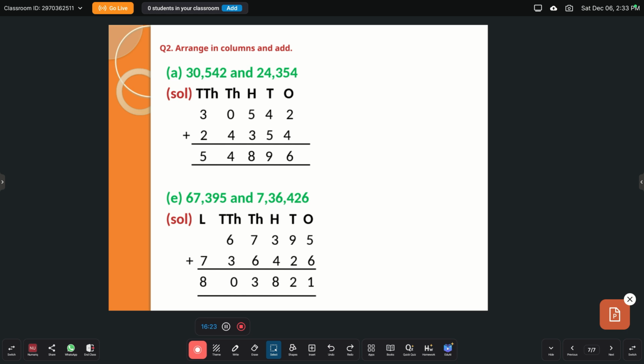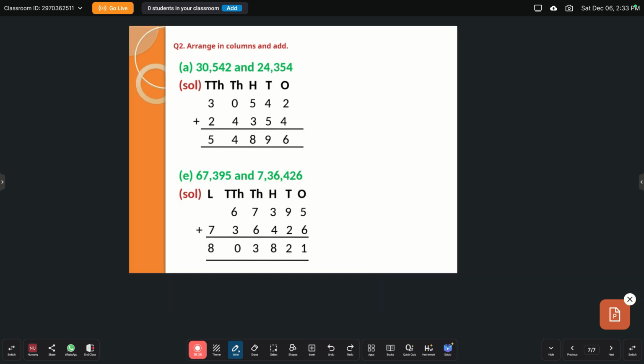Okay? We will move to question number 2. Question number 2 is arrange in columns and add. What is question number 2? It is arrange in columns and add. Okay? So, our first part is 30,542 and 24,354.